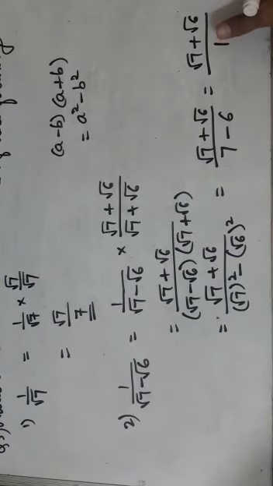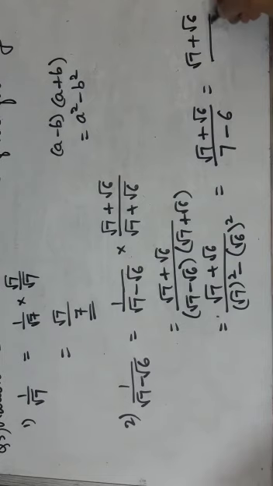Clear? And now even if you don't write that 1, it doesn't matter. Anything divided by 1 is the same number, no? So your answer is root 7 plus root 6. You have rationalized the denominator.